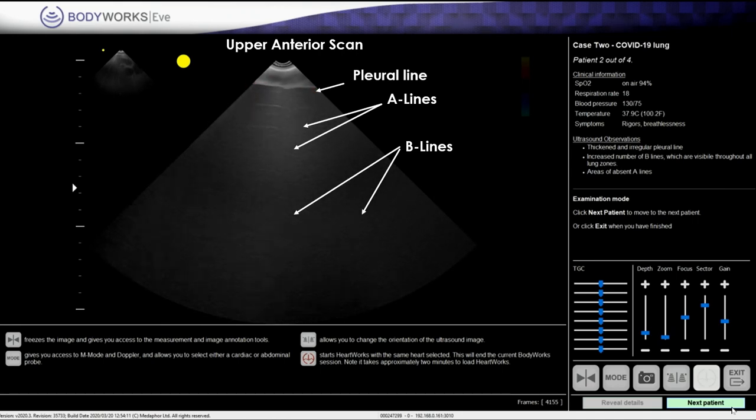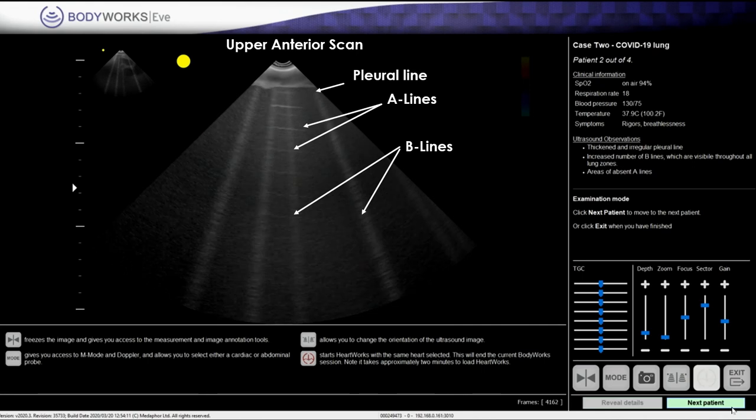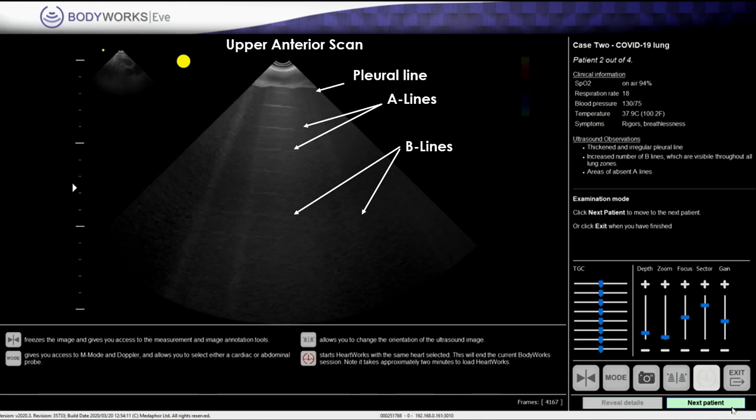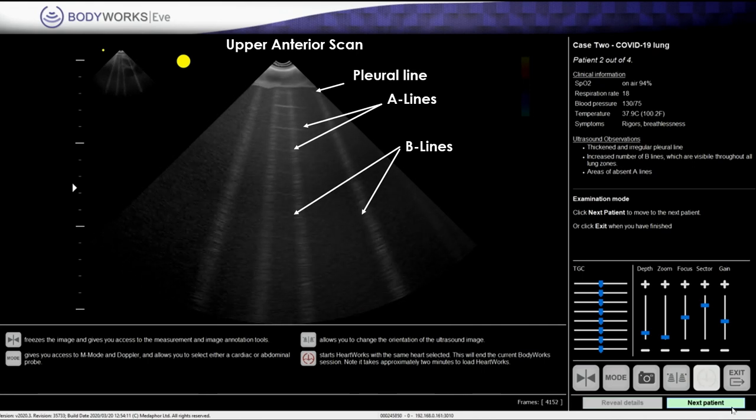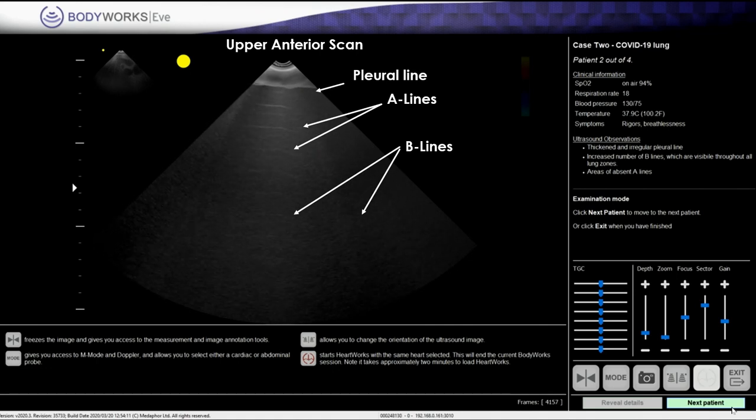And this is a very nice module put on by a simulator made by Intelligent Ultrasound, BodyWorks Eve. Again, I have no conflicts of interest. They just have a very nice simulator. And this particular module happens to be a COVID-19 module.